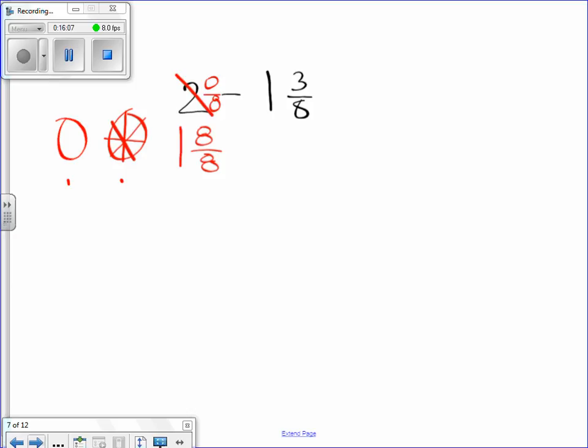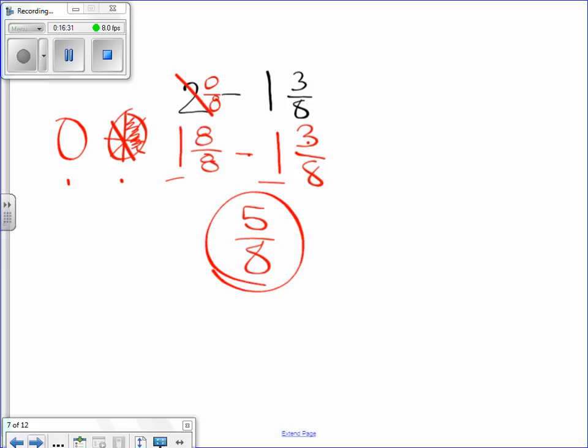I had to slice it up so that I can subtract. So 1 and 8/8 subtract 1 and 3/8. Yeah. So now I can take out 3 pieces. So 8 minus 3. Left with 5. 5/8. 1 minus 1. 0. So your answer is 5/8. There's no plus.